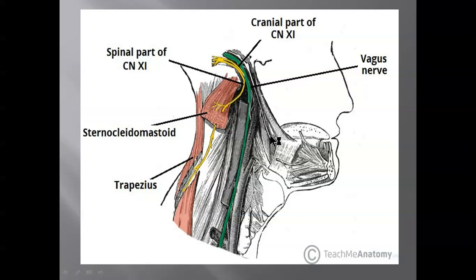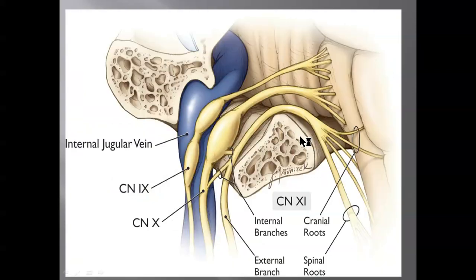So here we can see branches going to the soft palate, towards your pharynx, and here towards your larynx. Therefore the internal branch is important for your voice and swallowing and everything, so very important.